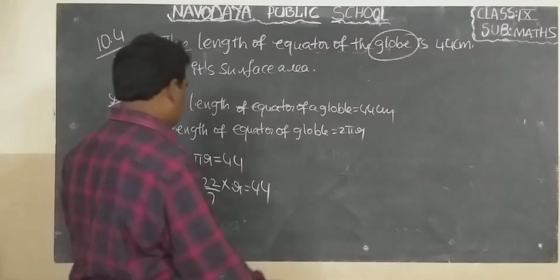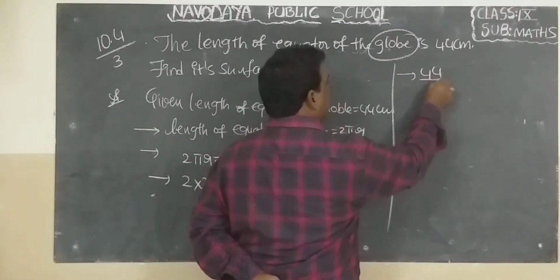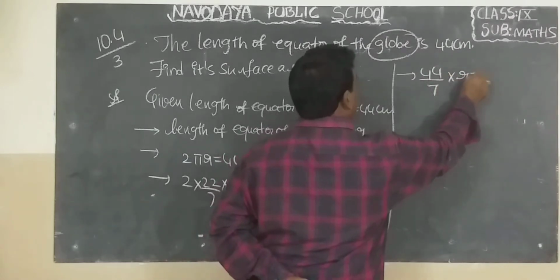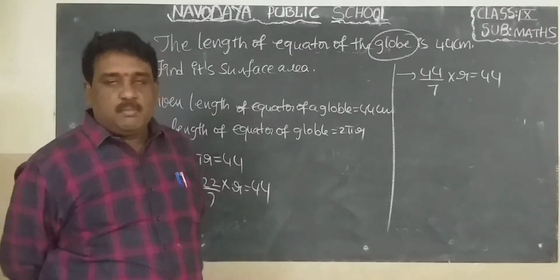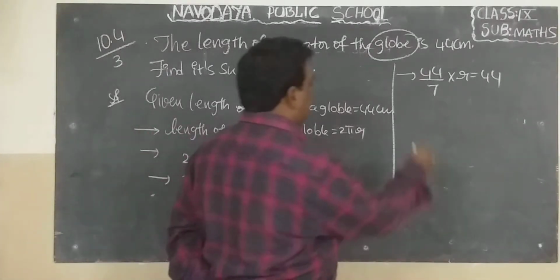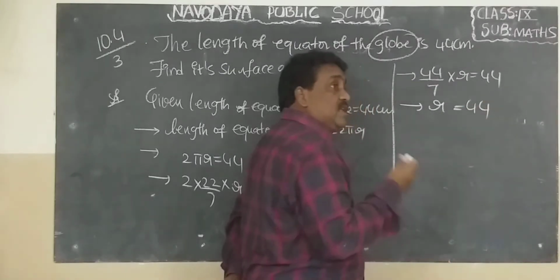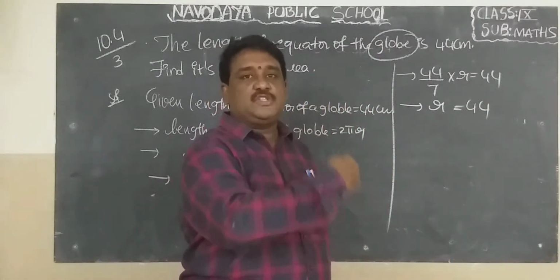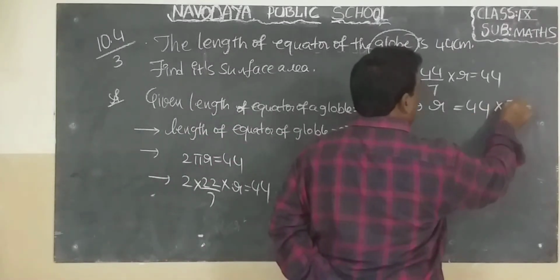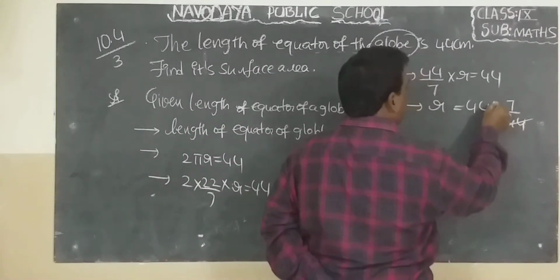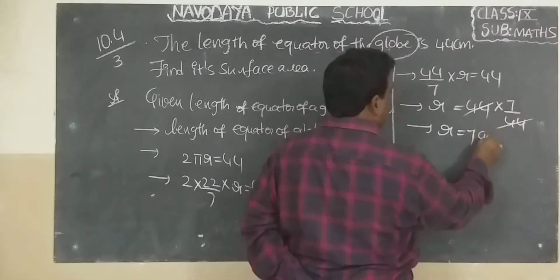Multiplication. 44 by 7 into r equal to 44. R equal to 44, 44 by 7 from LHS to RHS it becomes reciprocal, into 7 by 44. 44 cancel. R equal to 7 centimeters.